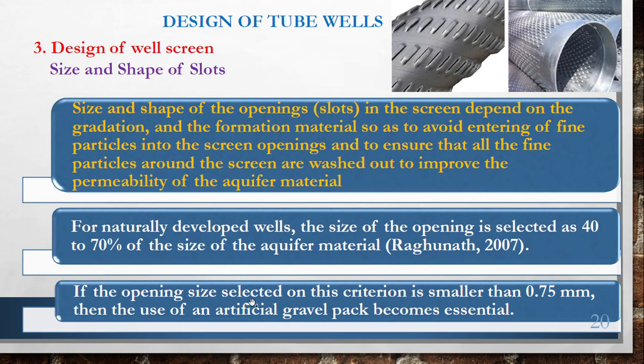And if the opening size selected on this criterion is smaller than 0.75 mm, if you are choosing a screen size of less than 0.75 mm, we have to provide an artificial gravel pack. Otherwise there is a chance of clogging of the materials in the well, and this may decrease the capacity of the well. So we have to provide an artificial gravel pack in such kinds of wells.